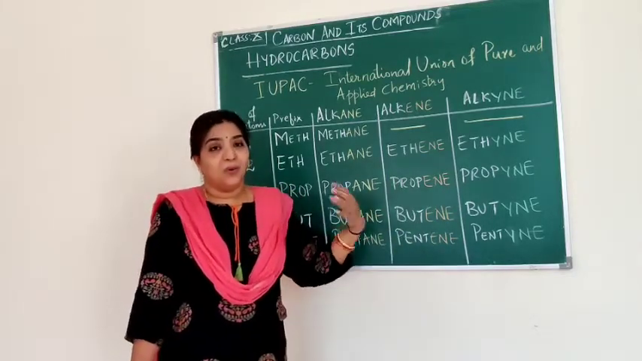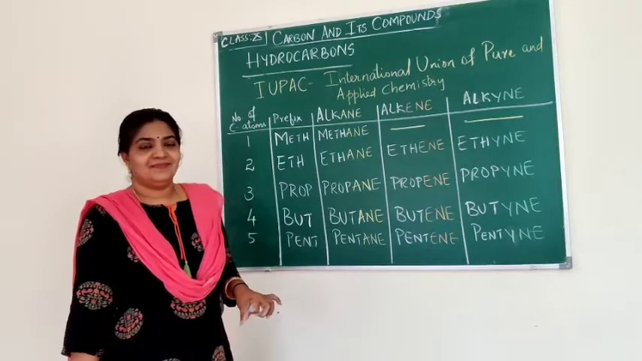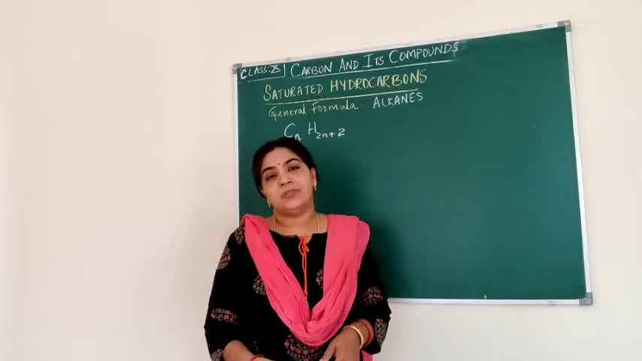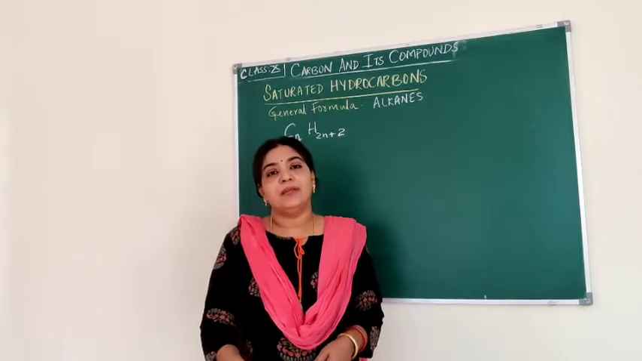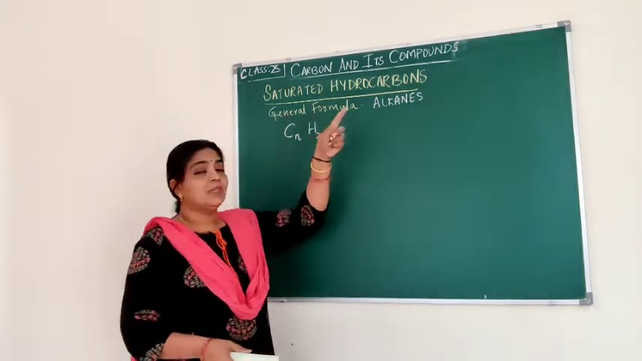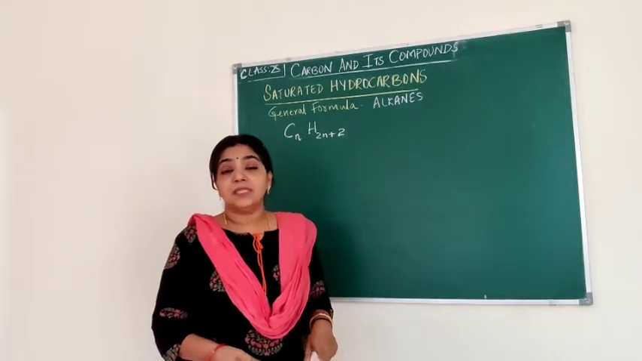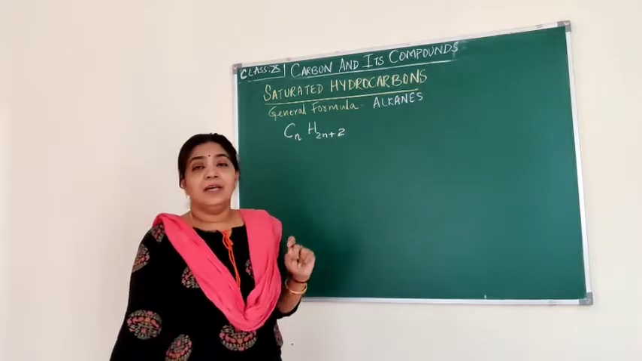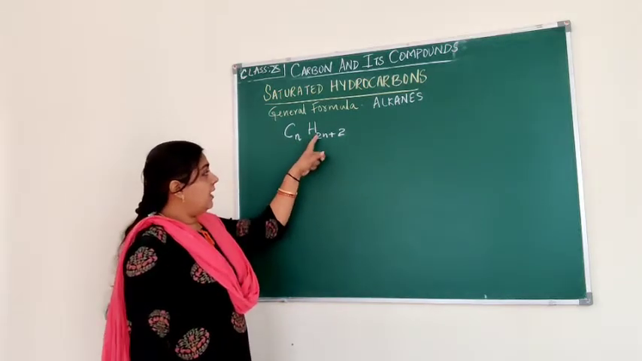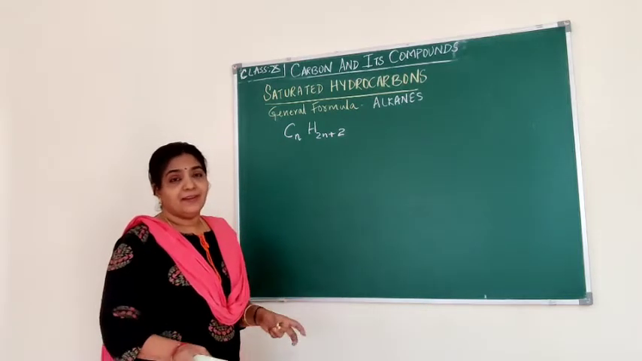Next, let us learn how to draw the structures of all these compounds. Let us learn how to write the structures of the saturated and unsaturated hydrocarbons. When we talk about saturated hydrocarbons, what are they? They are nothing but alkanes, that is, carbon-carbon single bonds. For that you have to remember a general formula. The general formula for alkanes is CnH2n+2. If you remember this formula, you will never go wrong when you write the structure.